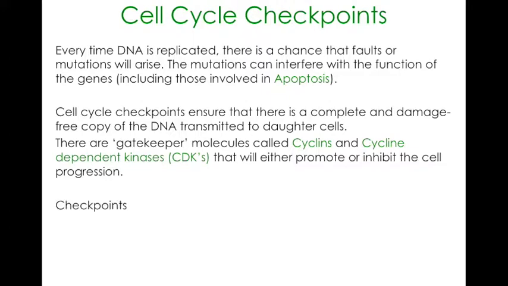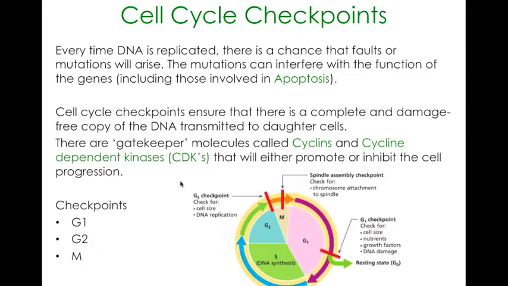Okay, and so these gatekeeper molecules will check the cell at particular stages in its life cycle. Three in particular. At the end of the G1 phase, there is a checkpoint. At the end of the G2 phase, there is also a checkpoint. And right in the middle of the mitosis M phase, there is also a checkpoint. Okay. Here's an overview. Now that red dash tells you where the checkpoint occurs.